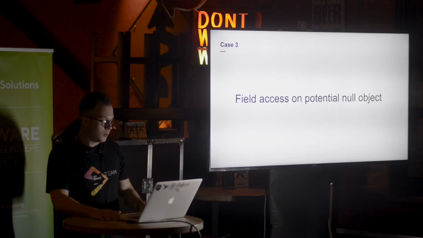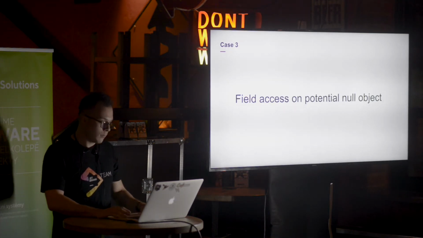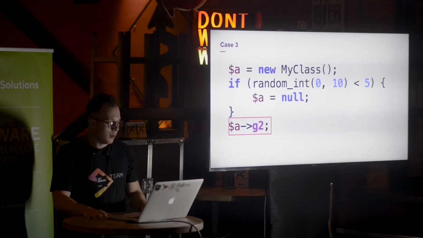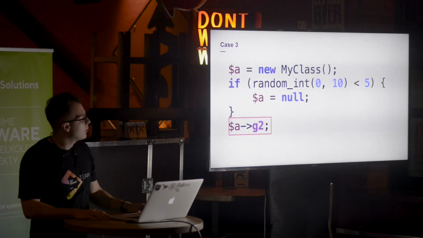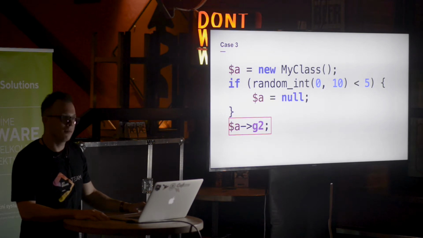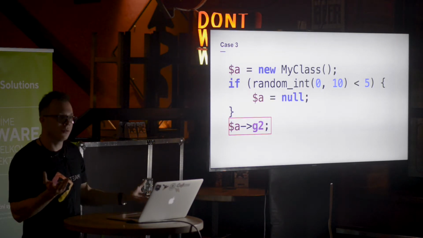Third case, field access on a potential null object. So consider this code. At the last line, will A be equal to null? Yes or no? What do you think?